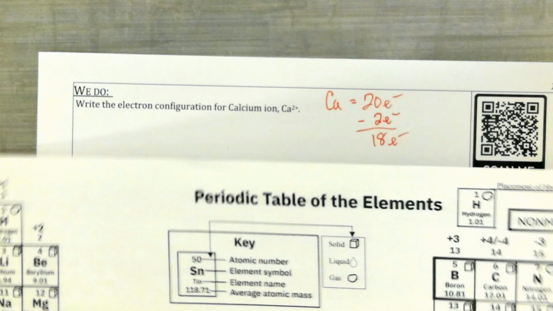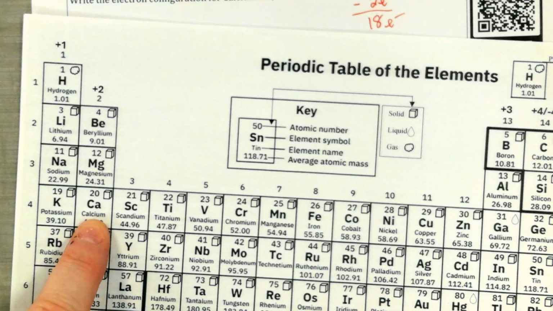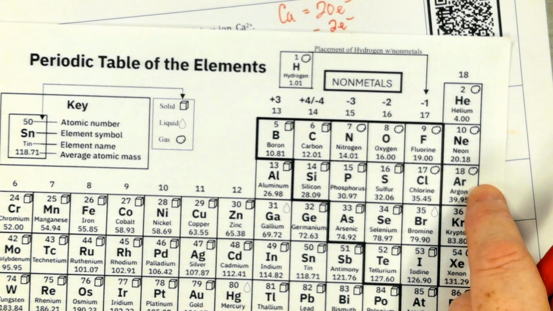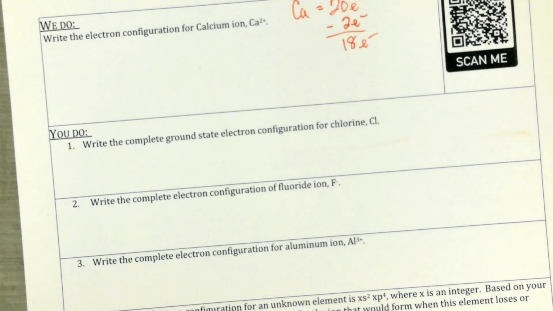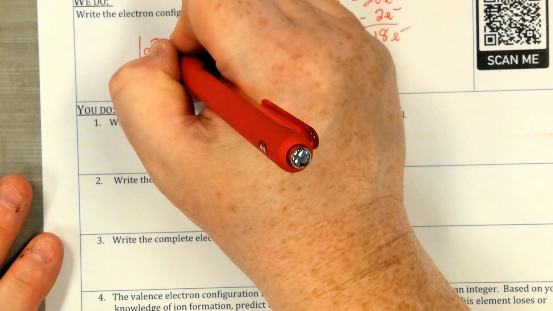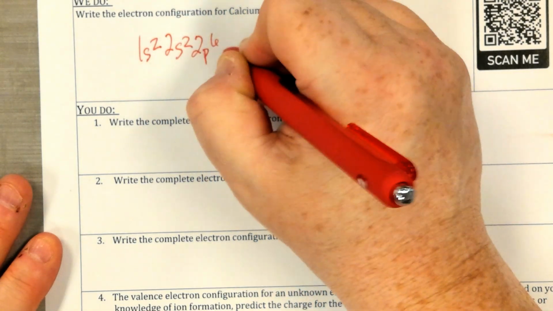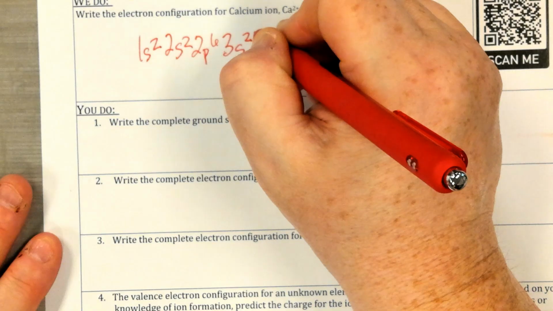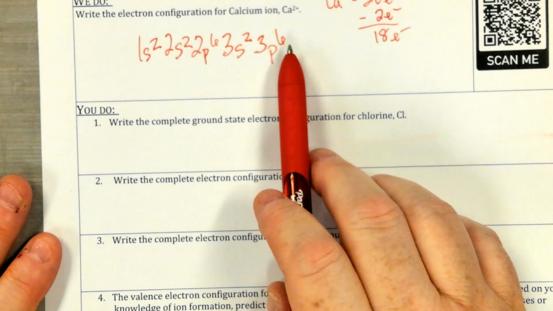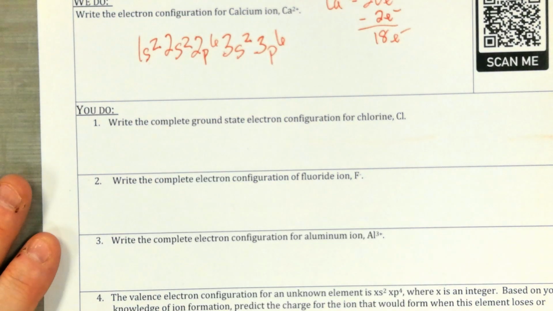So it's like taking calcium and backing it up 2 spots. So calcium is here. I lost 1 electron, that puts me to potassium. I lost another electron, so I'm back to argon, so I'm back to period 3. So the complete electron configuration would be 1s2, 2s2, 2p6, 3s2, and then 3p6. Let's add it up. 2, 4, 6, 8, 14, 15, 16, 17, 18.